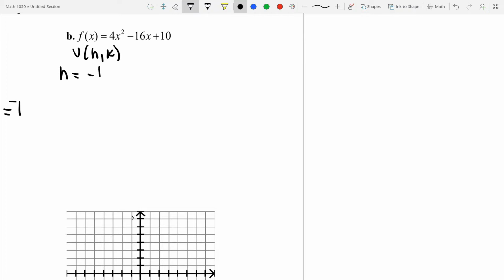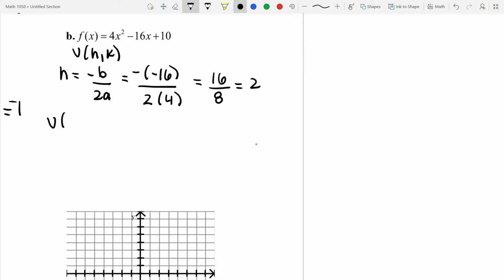h is -b over 2a. So that's negative b, which is -16, so it's -16 over 2 times a, which is 4. Guys, look how nice my work looks. I can read everything. It's so clear, okay? Put in equals here. That's 16 over 8, which gives me 2. So now I know my vertex is (2, something).